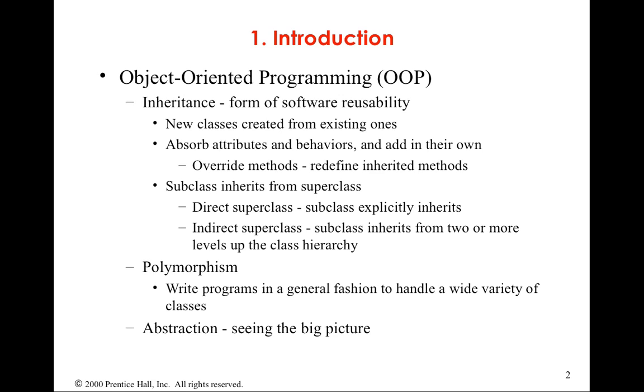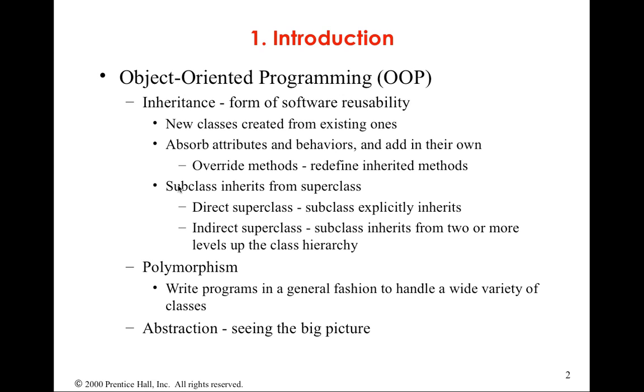We have subclasses that inherit from superclasses. We have direct superclasses, which a class explicitly inherits through extends. And we have indirect superclasses that a class inherits from 2 or more levels up the class hierarchy, because if you think about it, when you extend one class from another, you get everything above it. So you directly inherit by saying this class extends that class, and then you indirectly get everything above it in the hierarchy.